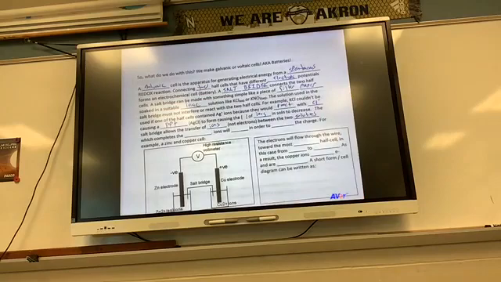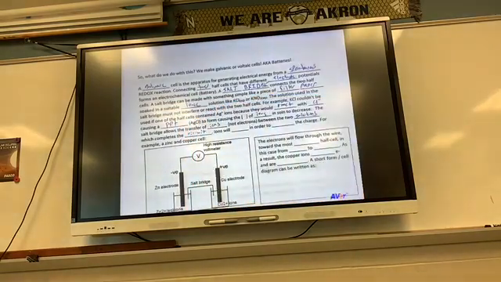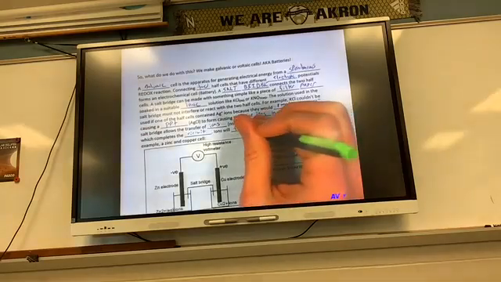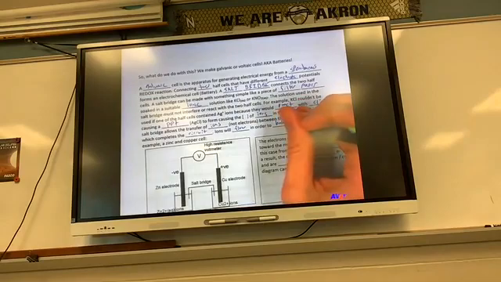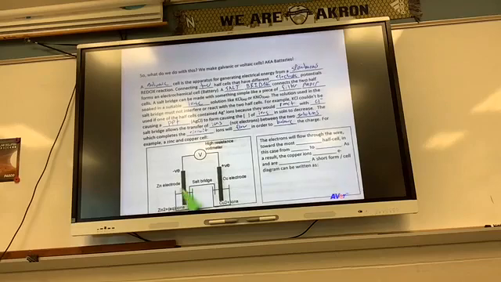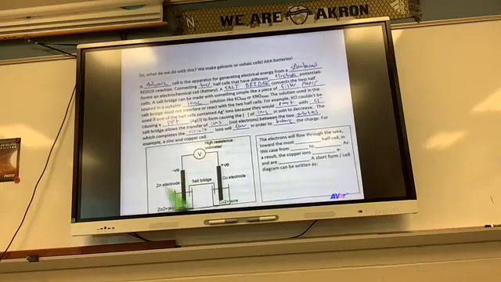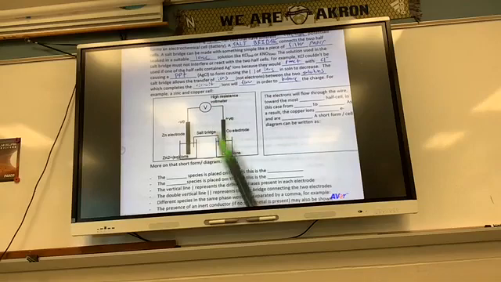Which completes the circuit. Ions will flow in order to balance the charge. For example, here's a zinc and a copper cell. So here's my zinc electrode. Notice that it's in Zn2+ aqueous ions. Here's my copper electrode. It's in Cu2+ ions, because it has to be in something similar.